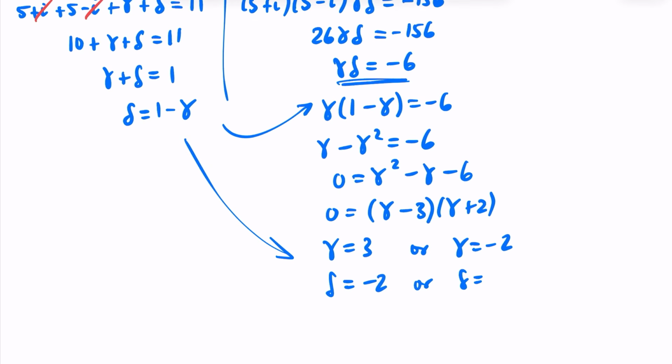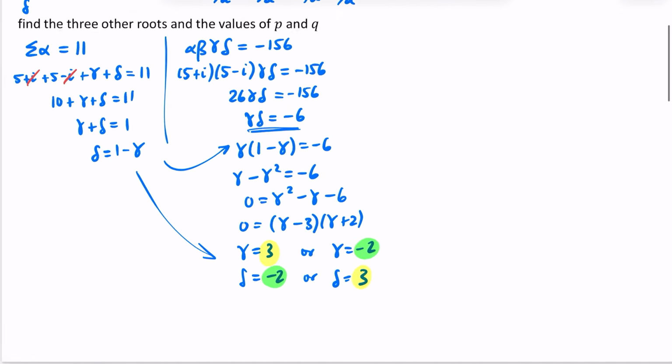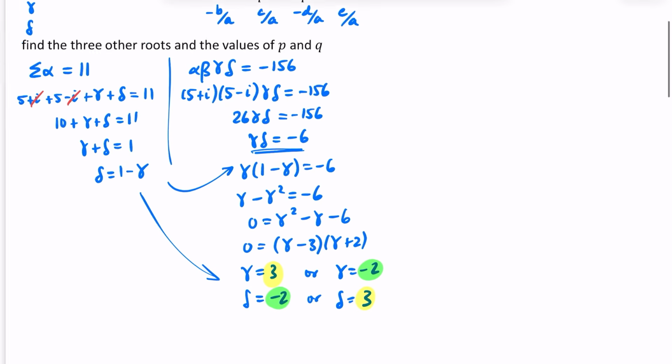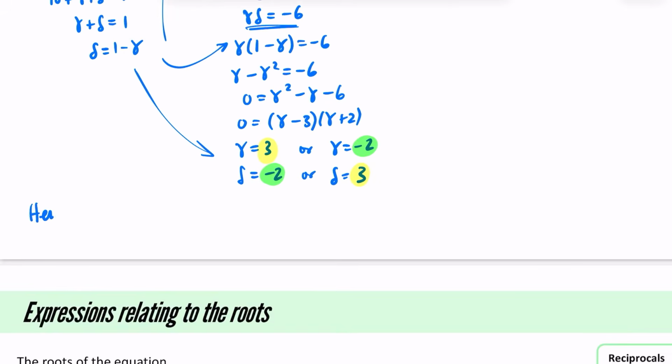Or, from this part, I drew that delta a little bit weird, let me just change that. It would be that delta is 1 minus minus 2, which is 3. But you see what happens here is we get the same pair. We get a 3 and a minus 2, or we get a 3 and a minus 2. So it doesn't really matter. We haven't been asked to find exactly which one is which. We've just been asked to find all 4 of the roots that we've got here. So now what we can say is, hence, we've got all the roots. Hence, the roots are 5 plus i, 5 minus i, 3, and minus 2.